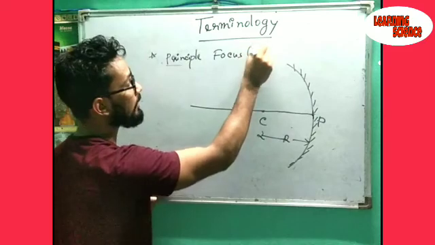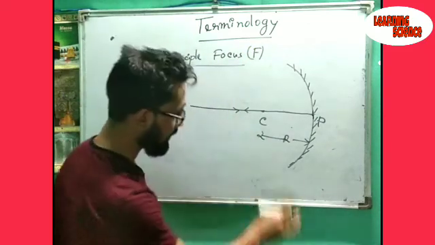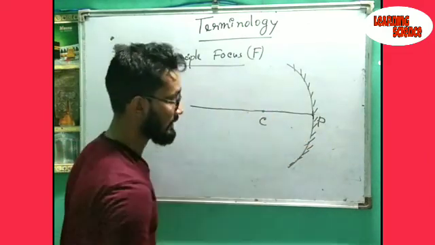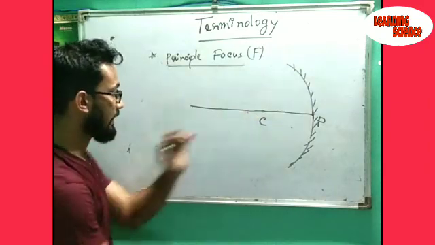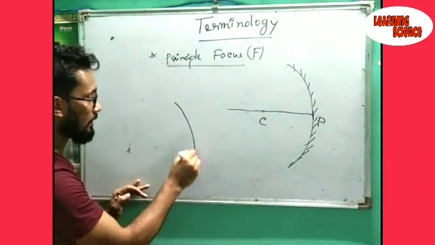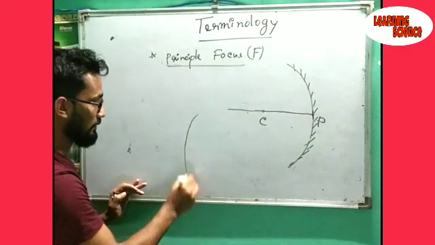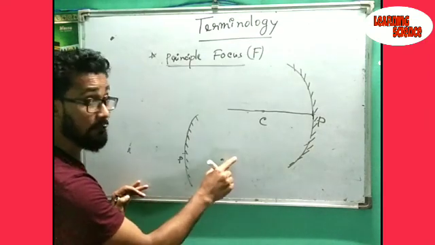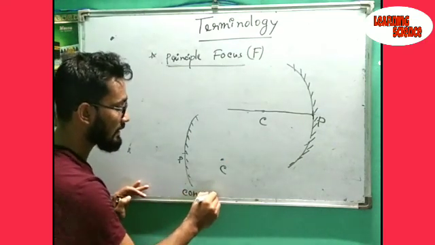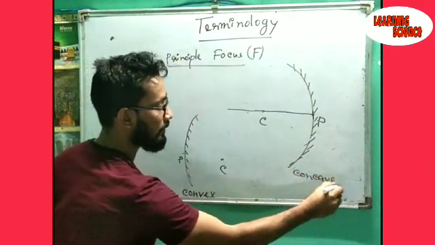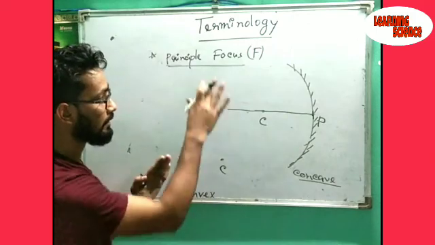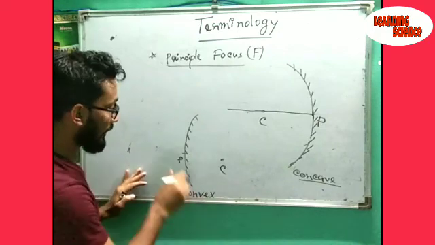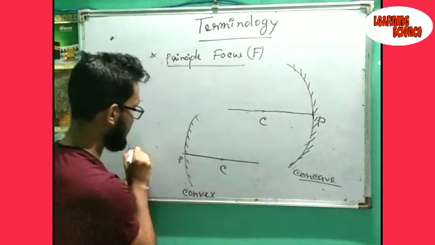This is the principal focus, denoted by F. Say this is our principal axis, and this is our center of curvature. I'm taking one example for the concave and another for the convex. This is our P. C will be behind the mirror for convex. This is for the convex and this is for the concave. After all this, just go through the book once, then things will be more clear. So this is our principal axis.